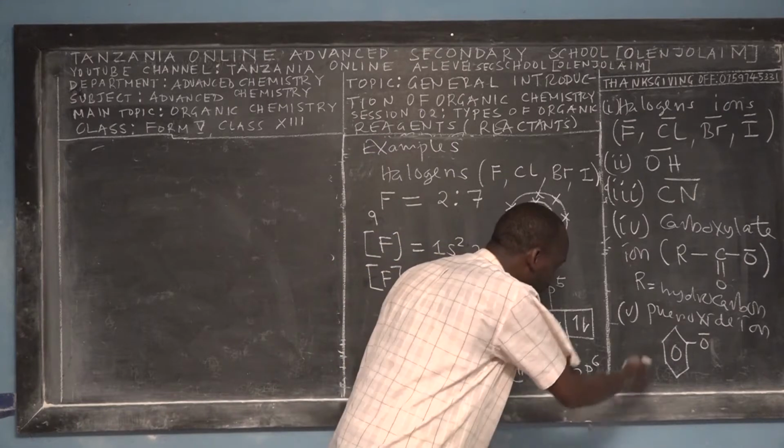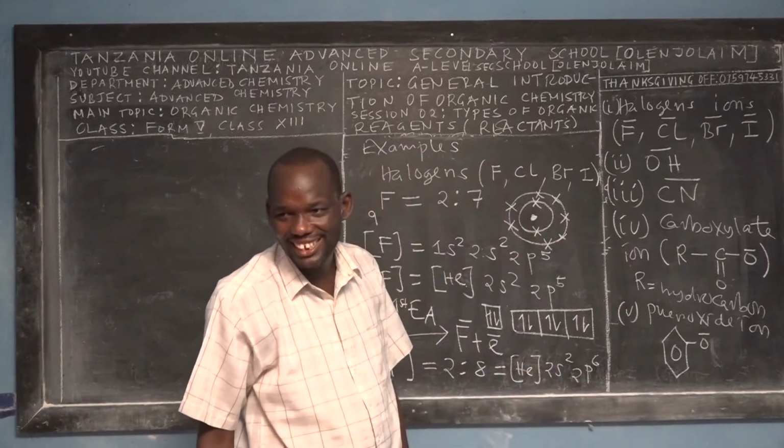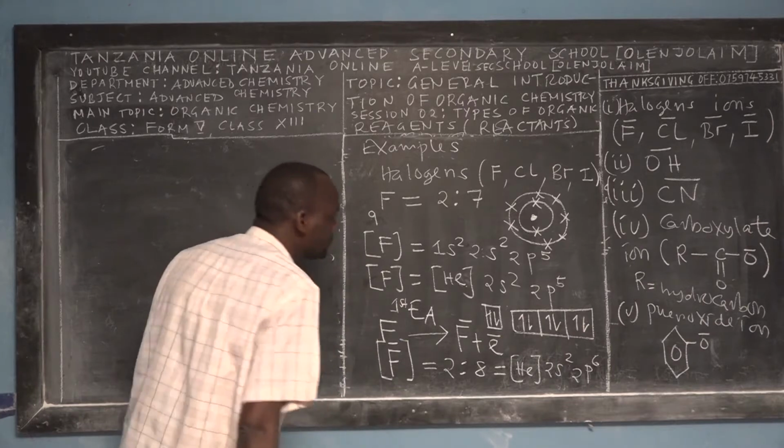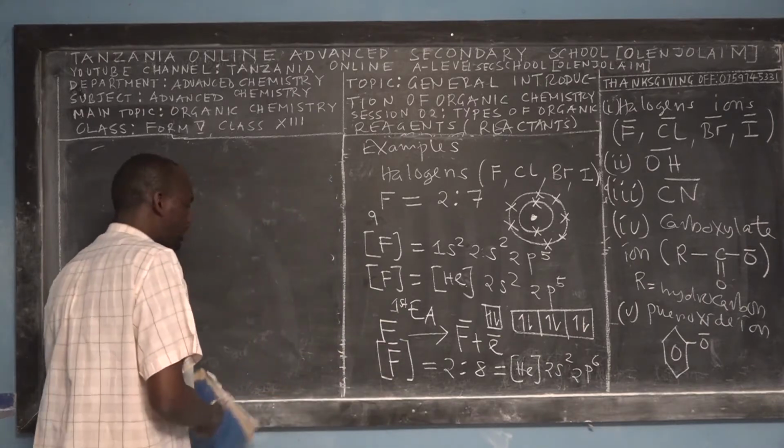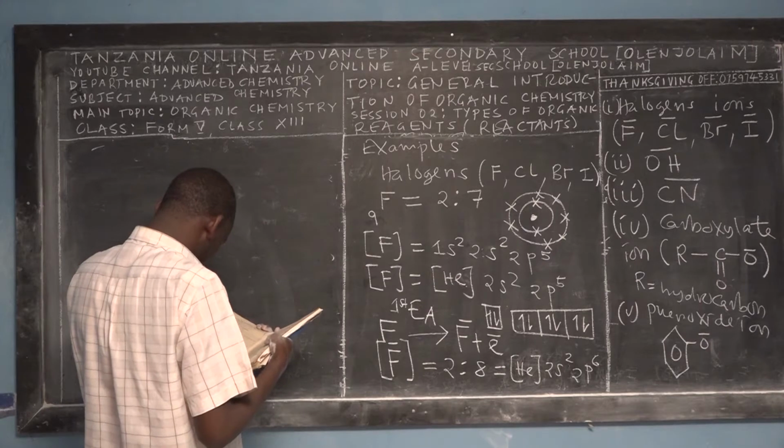So first of all, you need to separate them. Don't say, what is it? I don't know it. If you don't know, you leave a blank. Okay? So that is all about that, but you still have the last one, carbonium ion.